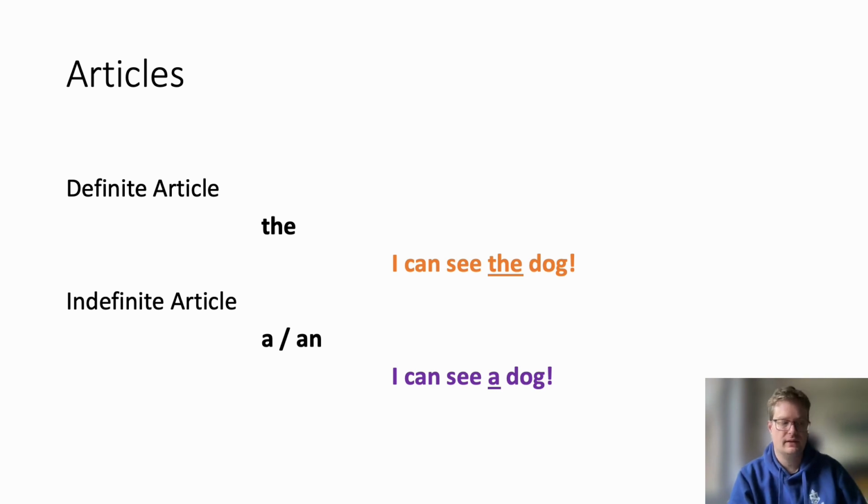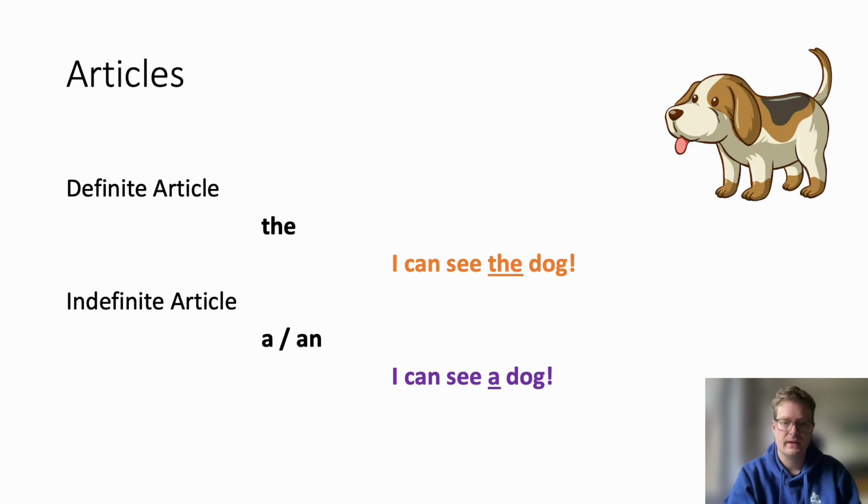So for the indefinite article, for example, I can see a dog. It's not specifically the dog that you're already talking about, which would be definite. It's indefinite. It's a dog. You're not saying specifically which one. At any rate, essentially, if someone says article in English, they're either talking about the definite article the or the indefinite article a.